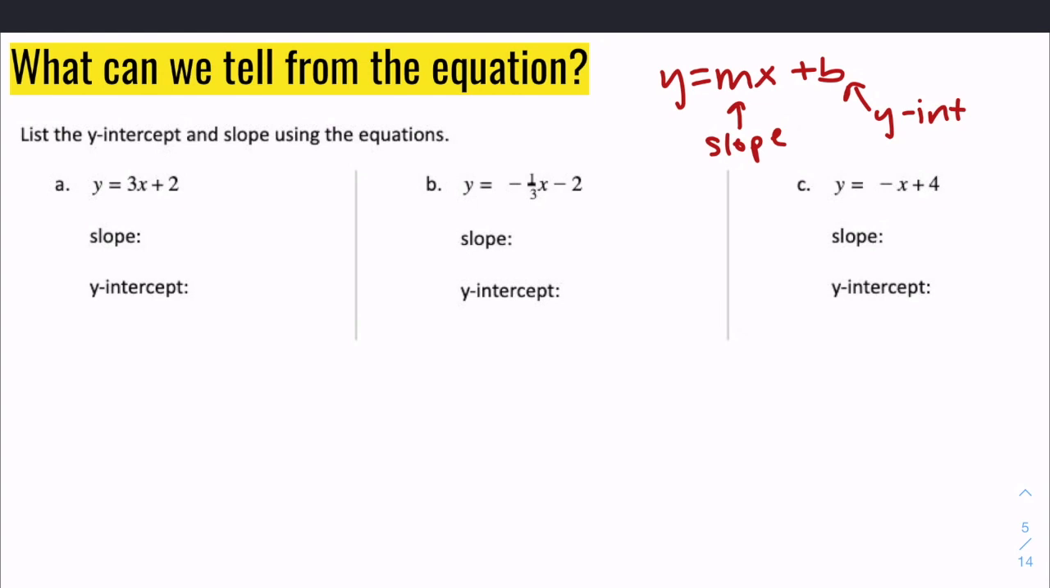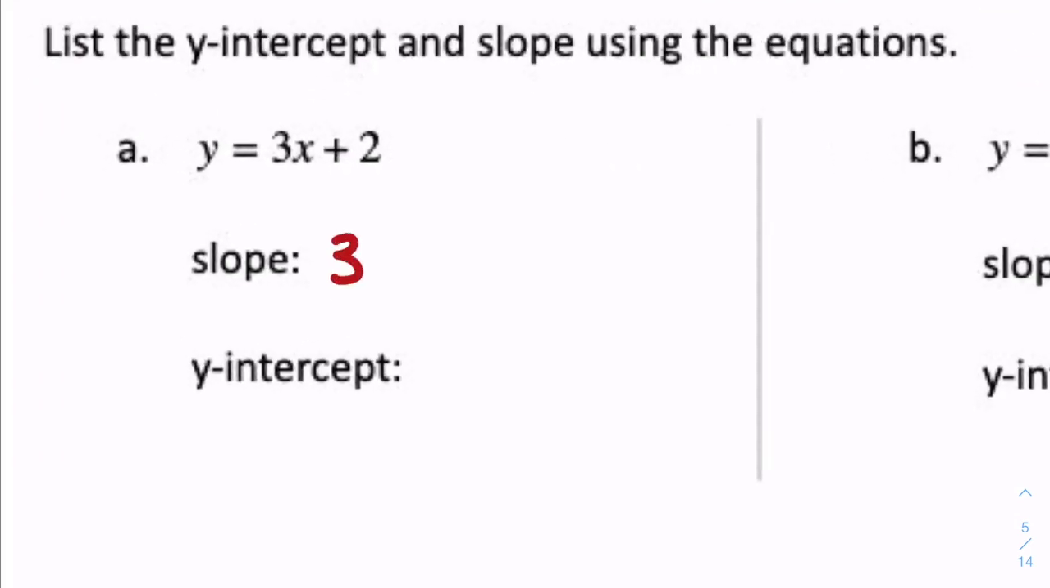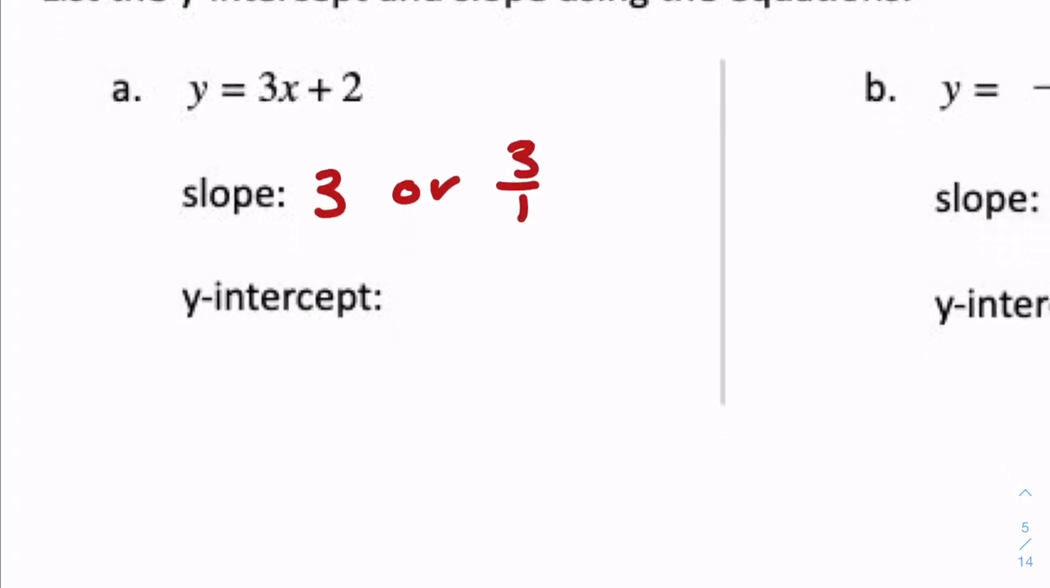So for example, on the first one, example A, y = 3x + 2. The coefficient with x is 3, so that's going to be my slope. You can also write that as a fraction over 1. That would make it easier to graph. So 3 and 3/1 are equivalent fractions. And then the y-intercept we get from the b value. So my b value is 2, so that means my y-intercept is going to be the ordered pair (0, b). So (0, 2). Okay, you are always adding b, so if that was -2, for example, then your y-intercept would be (0, -2), and we'll have more examples like that.